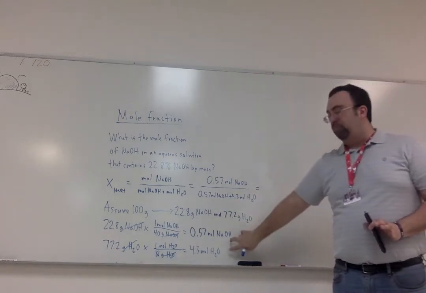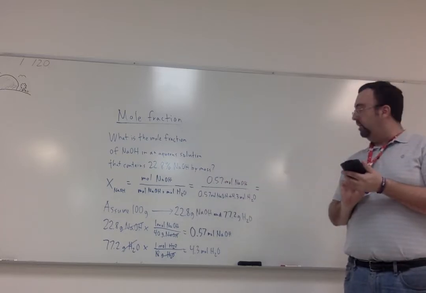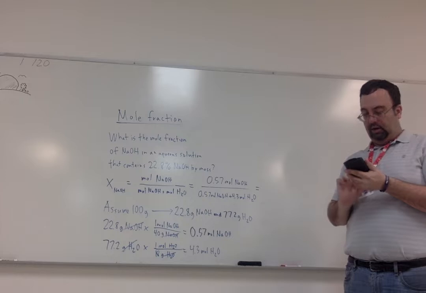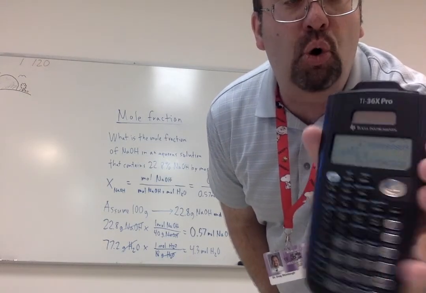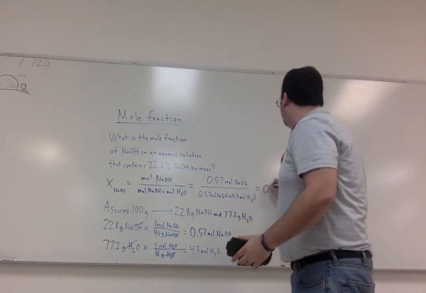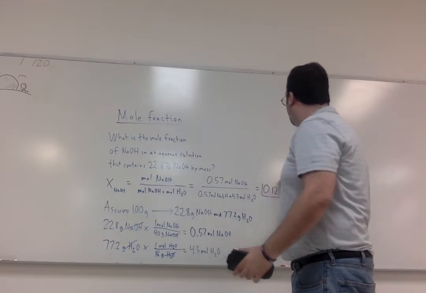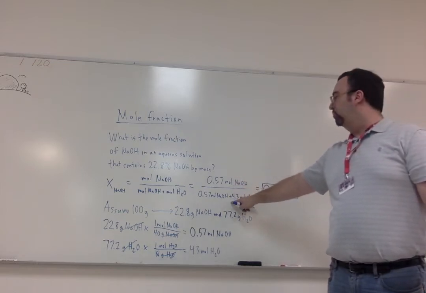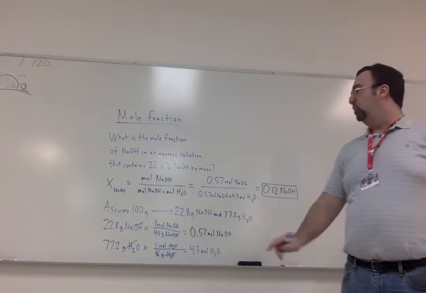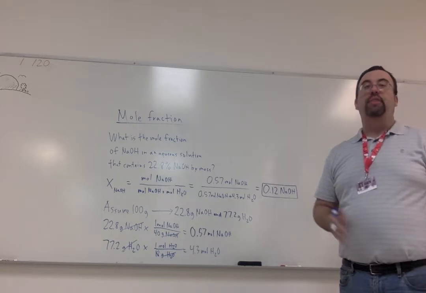So again, based upon these two calculations, we plug them into our equation. And so I'm going to go ahead and do that in my calculator. And so when I go ahead and do that, I end up getting a mole fraction of roughly 0.12. Notice again, because the moles on top cancel with the moles on bottom, it's a unitless number, and so we end up getting 0.12 for our mole fraction. And so that would be how we would do that.